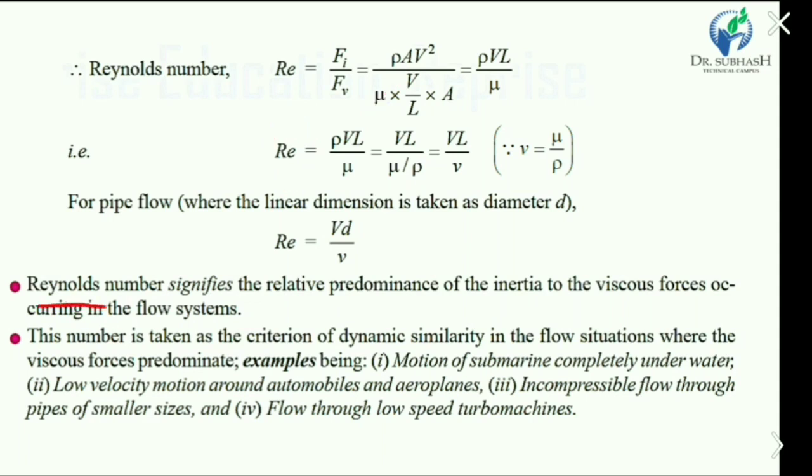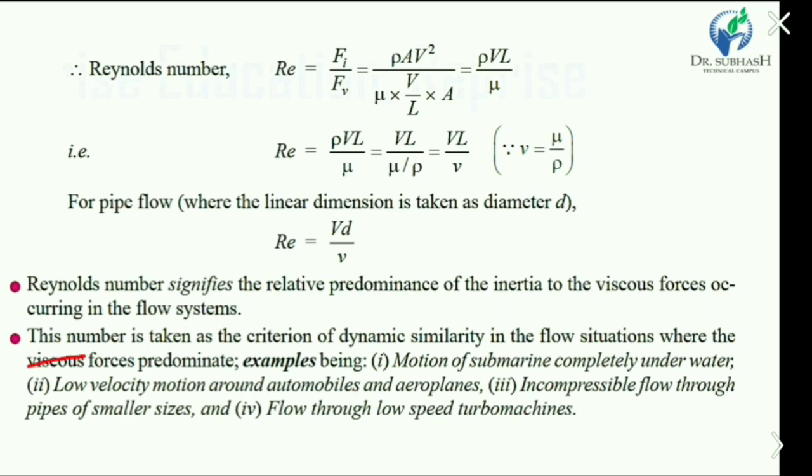Now Reynolds number signifies the relative predominance of inertia to viscous forces occurring in the flow system. In short, we can say that the Reynolds number is very significant in the case where the inertia force and viscous force are important in this system.